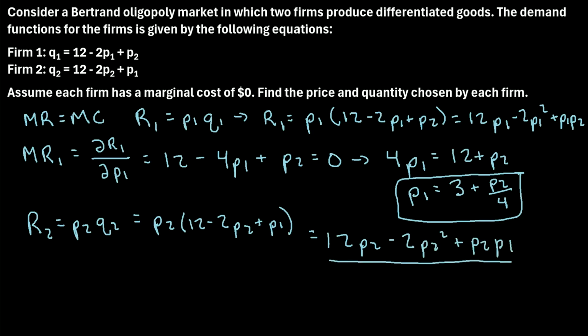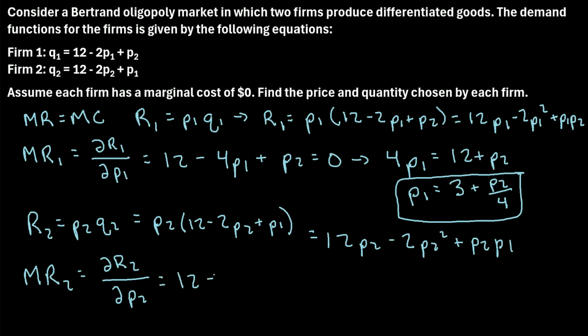So here's our revenue function for firm 2. Our marginal revenue function for firm 2 is just going to be the derivative of that function with respect to P2. So the derivative of this function with respect to P2, that's going to be 12 minus 4P2 plus P1. And remember, we're setting this marginal revenue function equal to the marginal cost, which we know is 0.